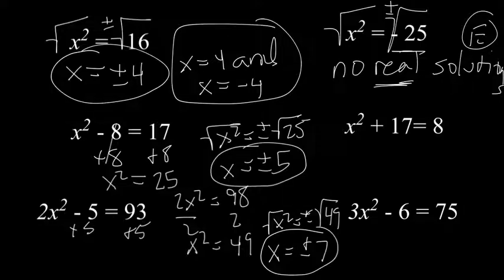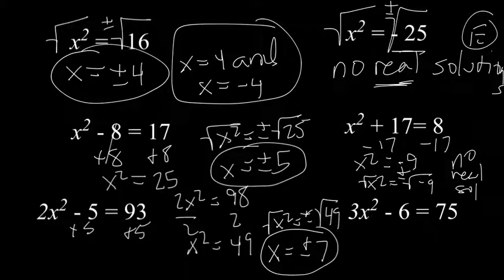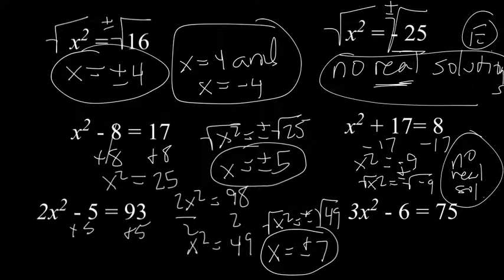All right, moving on. This one I would subtract 17 from both sides. We get x squared is equal to 8 minus 17, which would be a negative 9. Then when I do the square root of x squared, I end up with the square root of a negative again. So again, this has no real solutions. Doesn't mean there are no answers, there are no real solutions. There are solutions, but just no real number solutions.